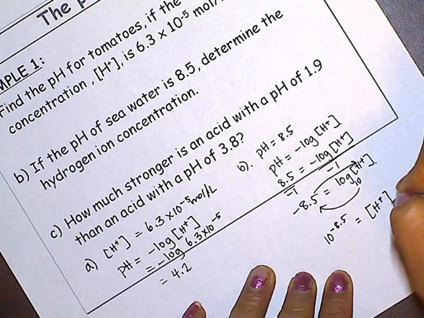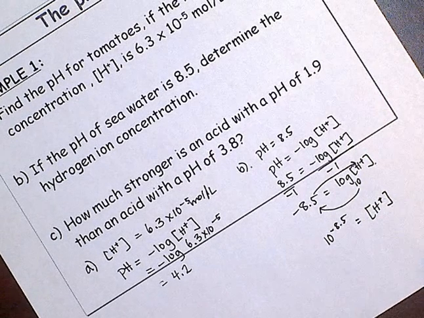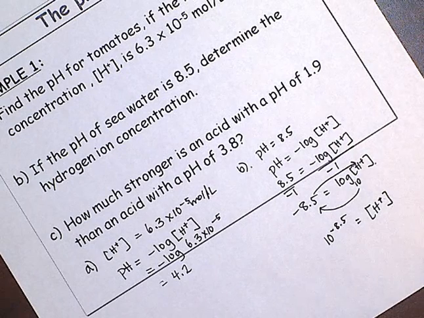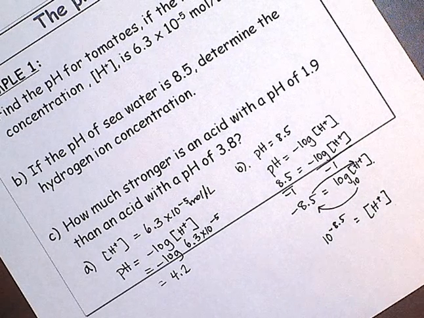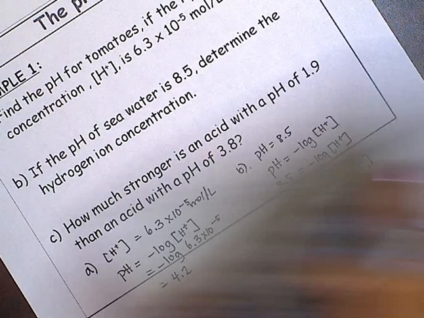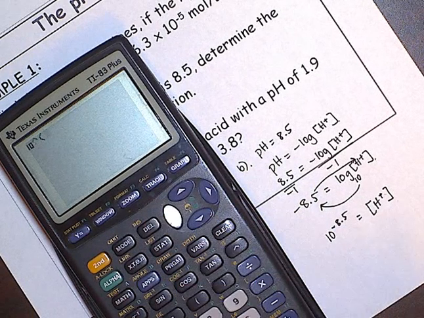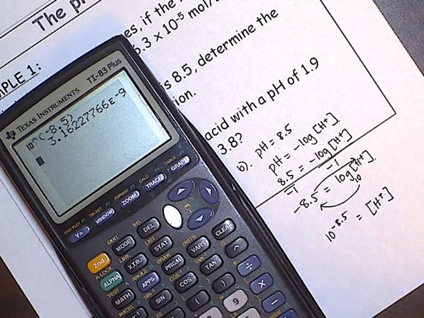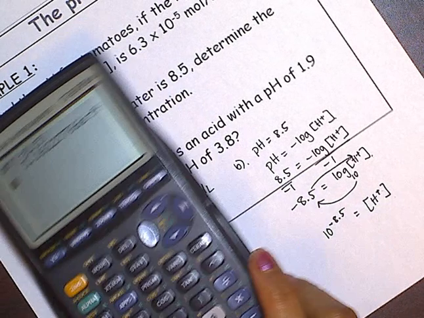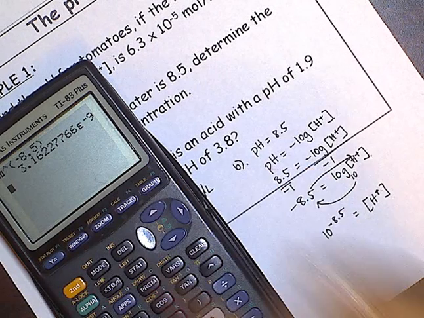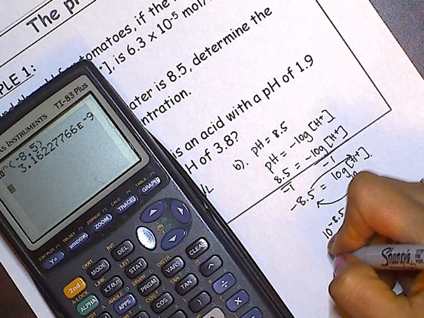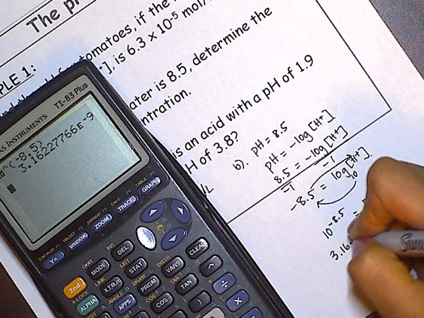And I'm going to evaluate that on my calculator. So bring out my calculator. There it is. So 10 to the power of negative 8.5 equals 3.16 times 10 to the power of negative 9. And that is my hydrogen ion concentration.